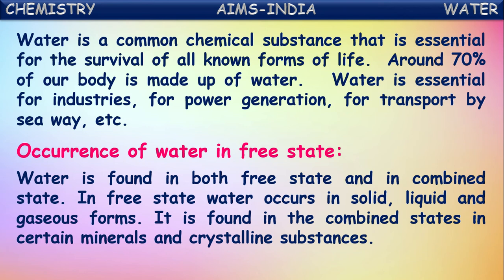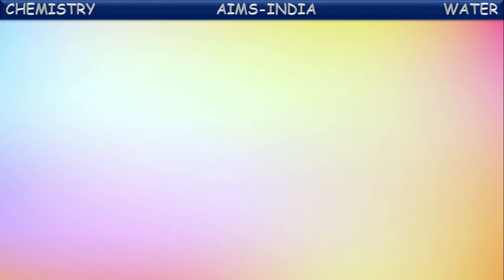For example, hydrated sodium carbonate, which is called washing soda, has the chemical formula Na2CO3·10H2O. So in that, there are certain water molecules in its crystalline form. Those minerals which contain water molecules in their structure are called hydrated salts. In that form, water is in the combined state.